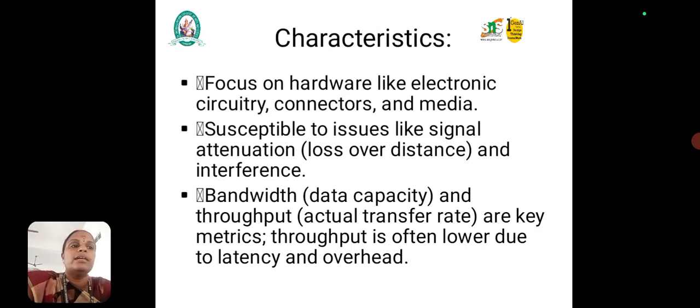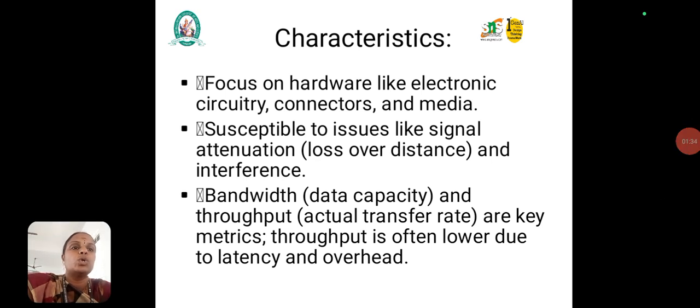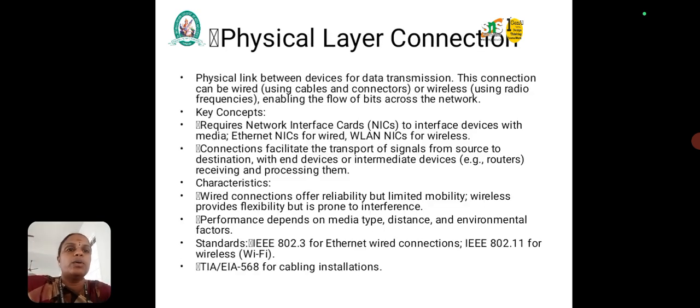Characteristics: focusing on hardware like electronic circuitry, connectors and the media, susceptible to issues like signal attenuation, loss over distance and interference. Bandwidth is the data capacity. Throughput, the actual data transfer rate, is a key metric. Throughput is often lower due to latency and overhead.